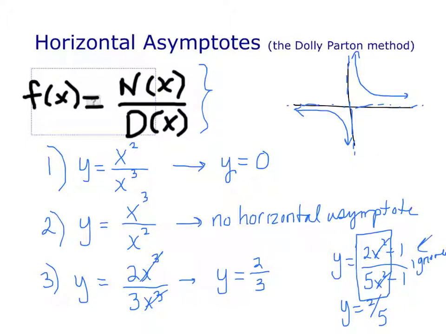The part that's hard to remember for most students is if it's big on bottom or big on top. So if the highest exponent is in the numerator, you have no asymptote. But if it's in the denominator, y equals 0. So when you come to class, I will tell you how the Dolly Parton method helps you remember that.